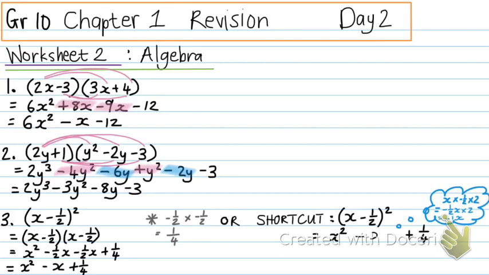That is way easier, or shorter, way shorter than the long way. But if you cannot remember the shortcut, please use the FOIL rule. Then number 4. This is a binomial times a trinomial again.